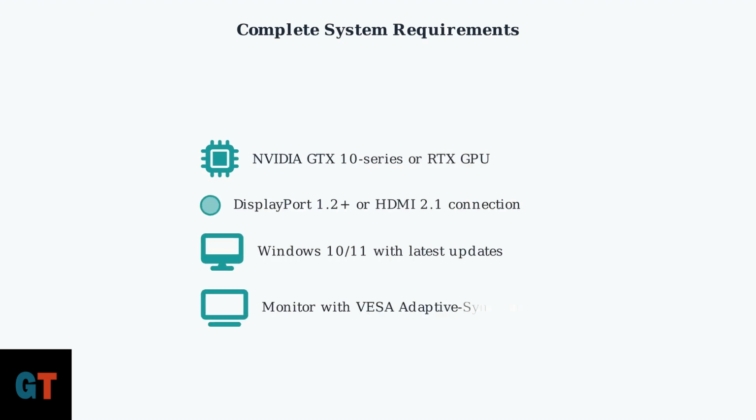To ensure G-Sync Compatible works properly, your complete system must meet these requirements: a compatible Nvidia graphics card, the right connection type, updated Windows operating system, and a monitor that supports VESA adaptive sync technology. Understanding these fundamentals provides the foundation for troubleshooting G-Sync compatibility issues. When G-Sync doesn't appear as an option, these requirements serve as your first checkpoint for diagnosis.